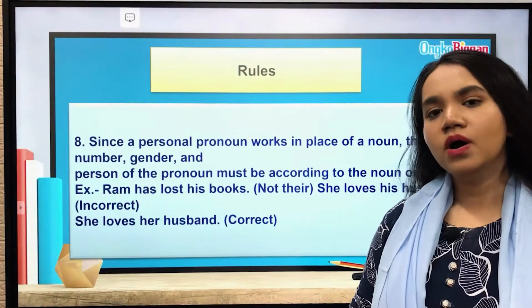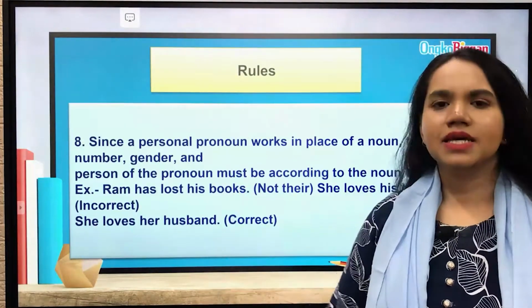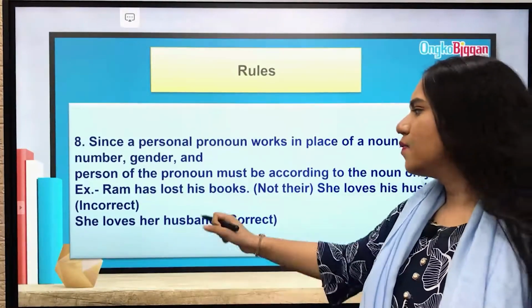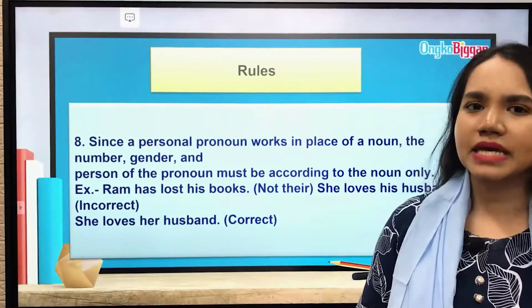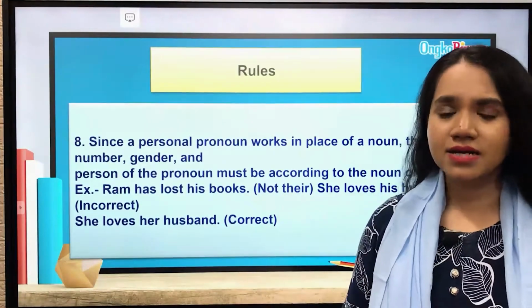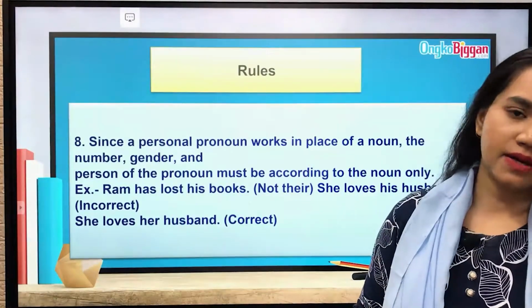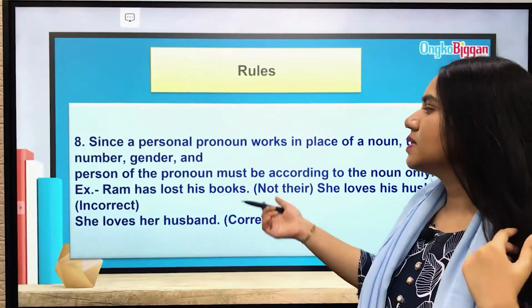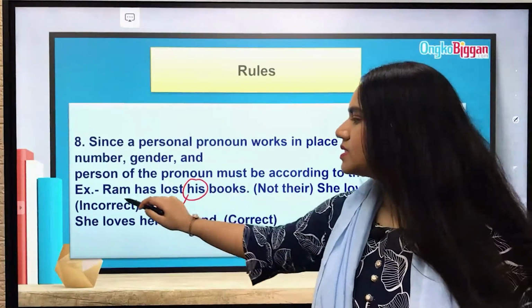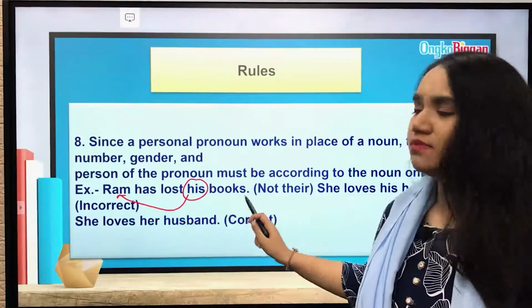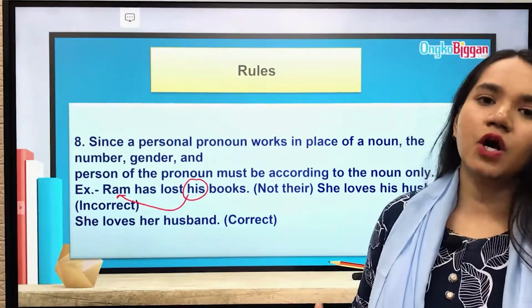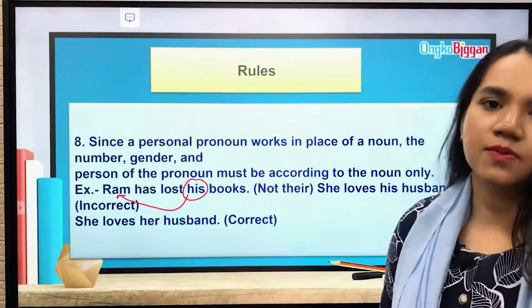But someone who does not know this rule might be thinking that here books is a plural noun, so probably the pronoun here should also not be his. I think the pronoun here should also be the plural pronoun. Someone who does not know this rule might be thinking that, but no. You have to understand that this is a possessive pronoun, and in possessive pronouns we have to refer to the original subject of this sentence, not the object of this sentence. So Ram has lost his books. If I say many boys have lost, then we will say their books, right?